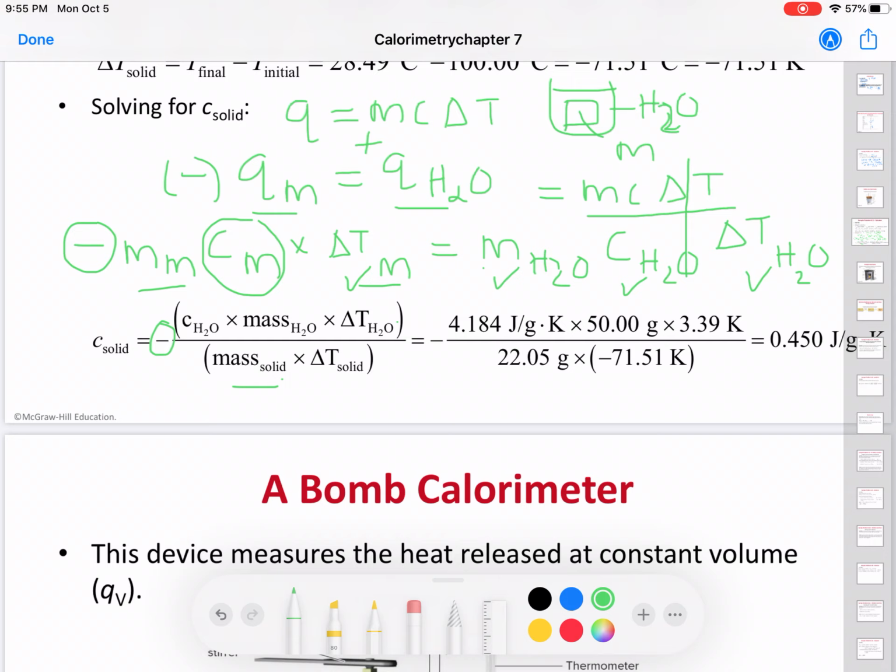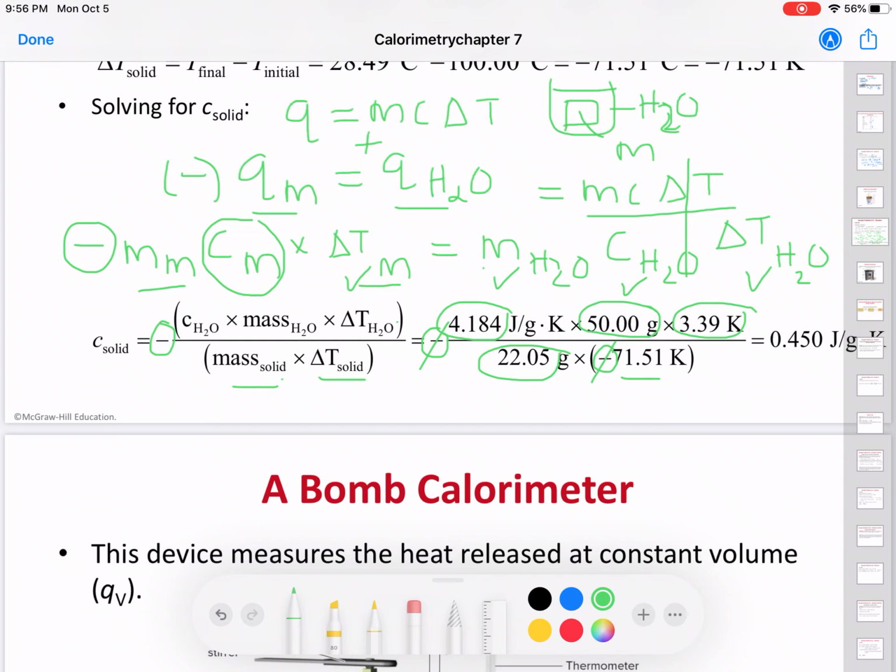Okay, so once you set up your equation, then you plug in the numbers. Specific heat capacity of water 4.184. Remember, we have this negative sign here. And then the mass of the water, 50 grams. And delta T we calculated, 3.39. Mass of the solid 22.05. And then remember the delta T for the solid we calculated came to be negative 71.51. So we have two negatives. It's a division, so they get cancelled and become positive.